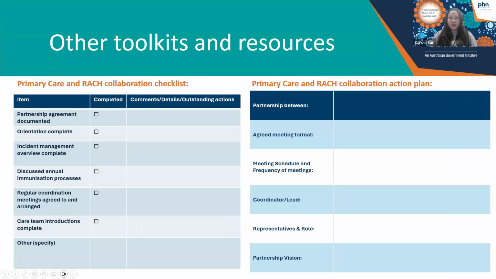Another template which may be useful to your team is a practical action plan for your home and the GPs. We have provided some examples for you to consider, such as the collaboration checklist on the left. This outlines partnership agreements, the orientation process, incident management reviews, annual immunization discussions, coordination of meetings, and care team introductions. Additionally, on the right, we have a collaboration action plan, and this can outline agreed meeting formats, scheduling of meetings, designated lead roles or representatives, and partnership visions.